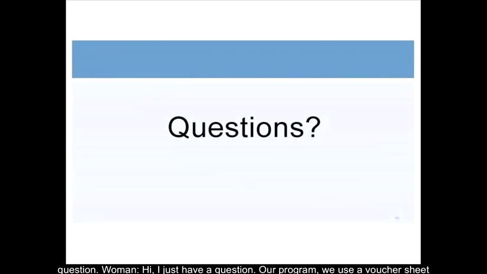Hi, I just have a question. Our program, we use a voucher sheet for payment. On that voucher sheet is the client's name, the utility company's name, along with the representative at the utility company that we talked to, the date we process the application, the dollar amount, it indicates whether it was a crisis, regular, etc. Is that enough? That sounds good. Without actually seeing it, it's hard for me to tell, but it seems like you're covering all of your bases. Great. Thank you.